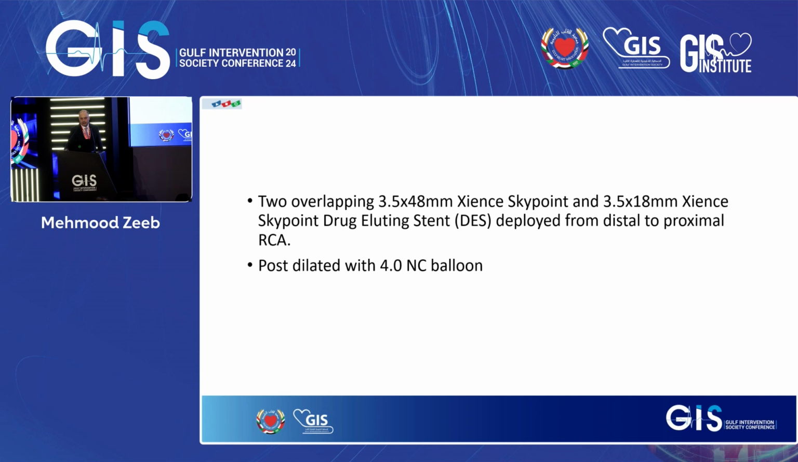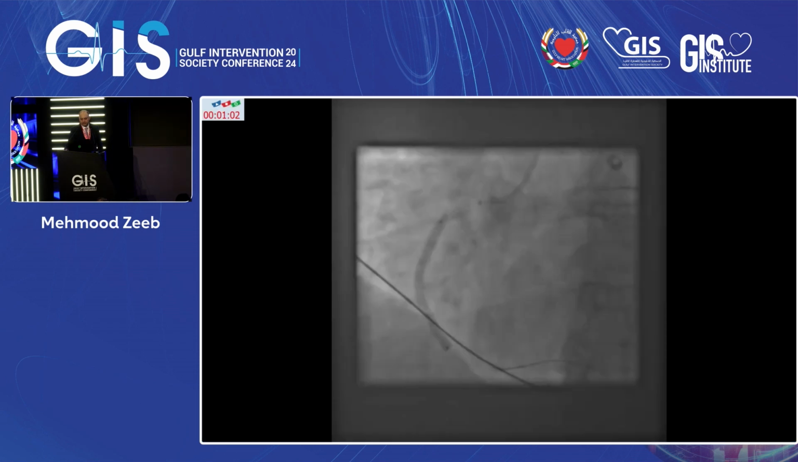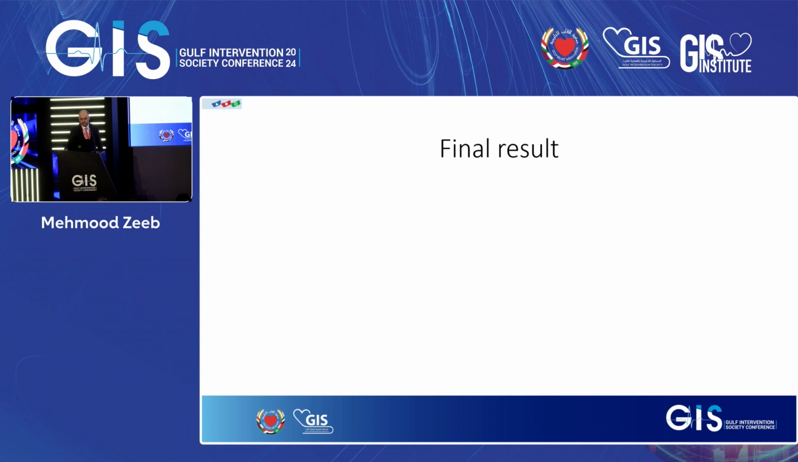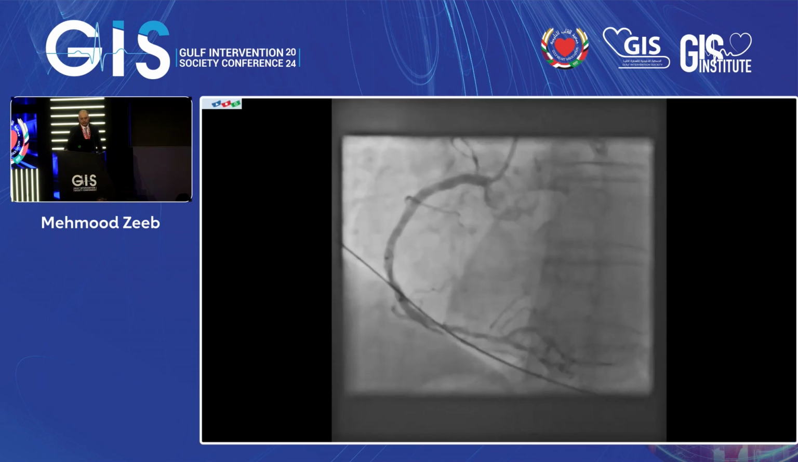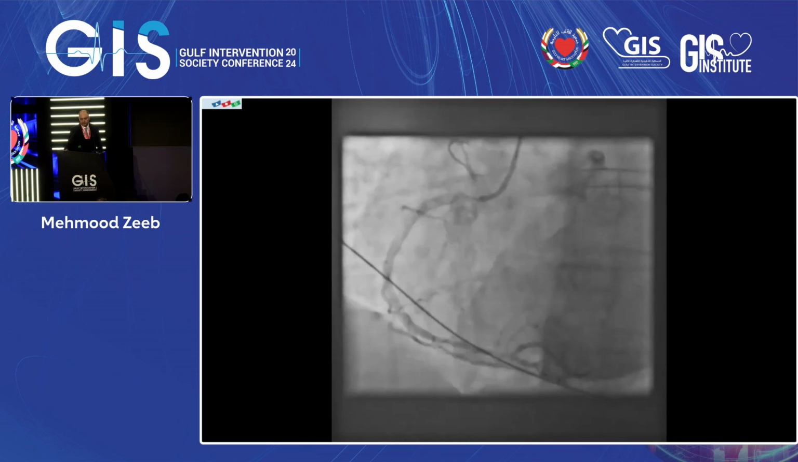And then I deployed two overlapping 3.5 by 48 and 3.5 by 18 millimeter Xience SkyPoint stents and post-dilated with a 4.0 NC balloon. And this was the final result on the right coronary artery.